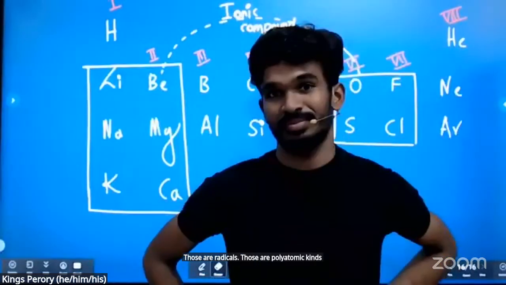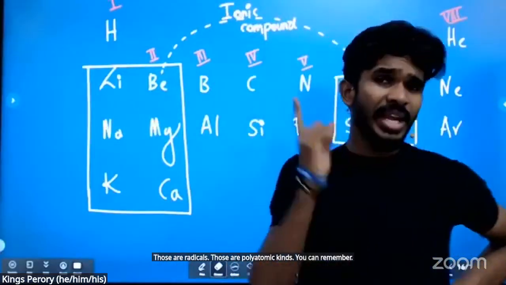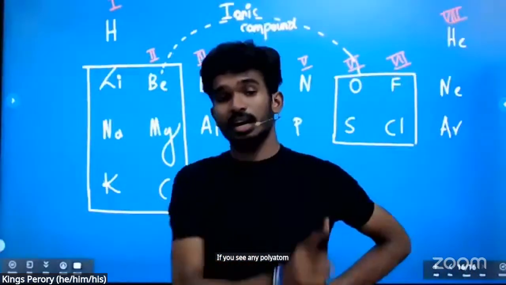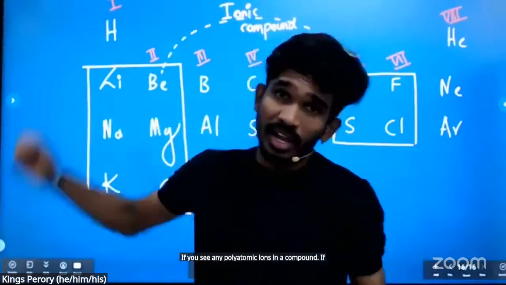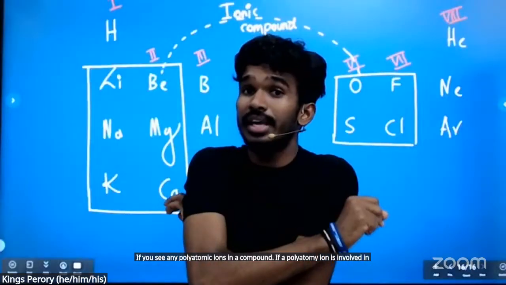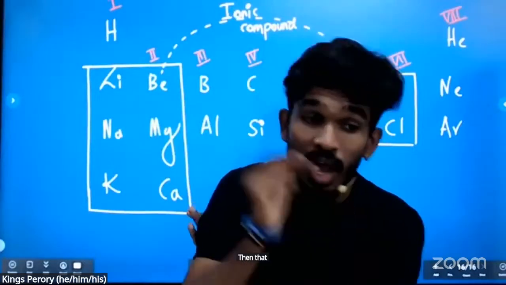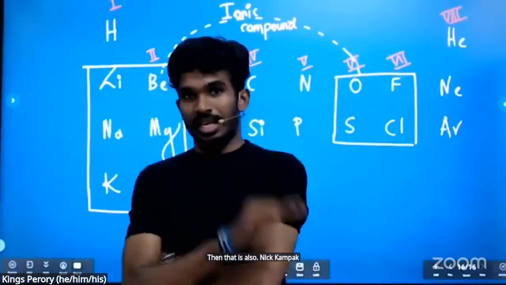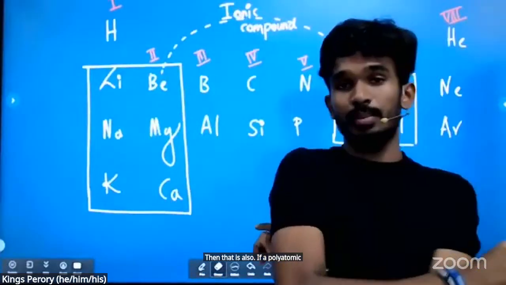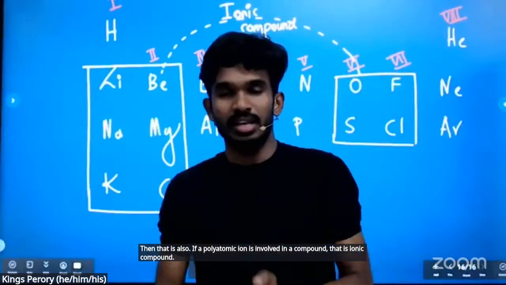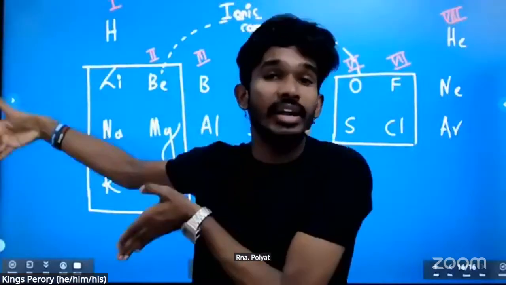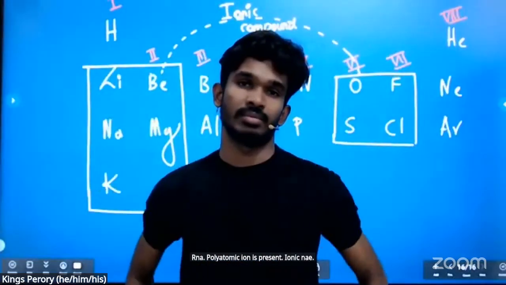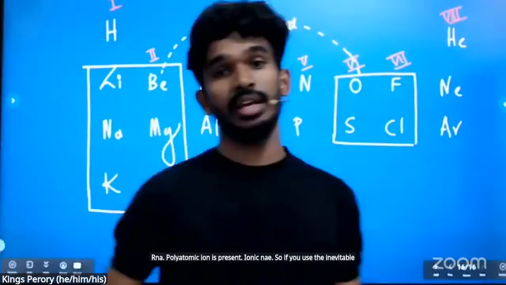Can you remember? If you see any polyatomic ions in a compound, if a polyatomic ion is involved in a compound, then that is also an ionic compound. If a polyatomic ion is present, ionic. So if you see any polyatomic ion, ionic compound.